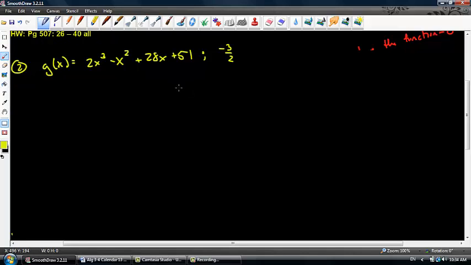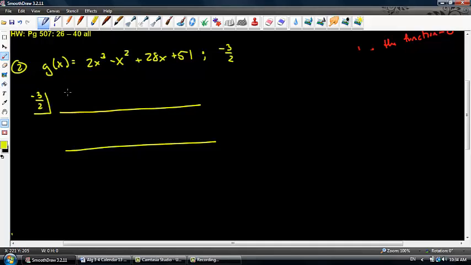Okay, given this function g of x here, 2x to the third minus x squared plus 28x plus 51, and my 0 is negative 3 over 2. Remember, they gave you the 0, which means that you plug it in exactly as is. So what I get here are my coefficients, 2, negative 1, 28, and 51. So I'm going to drop down the 2. Negative 3 halves times 2 is negative 3. I'm going to add that down to get negative 4.